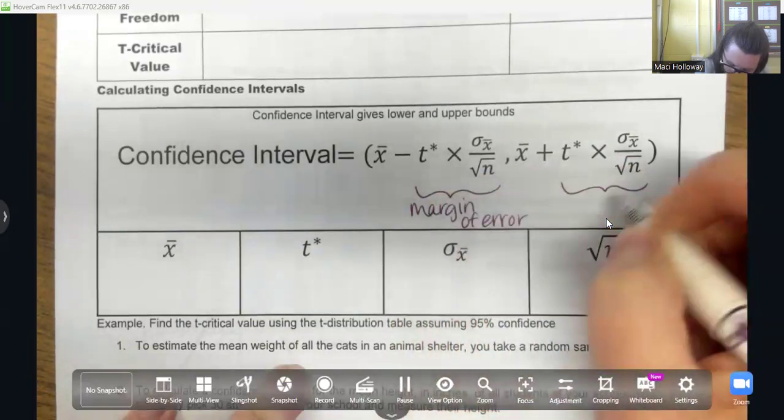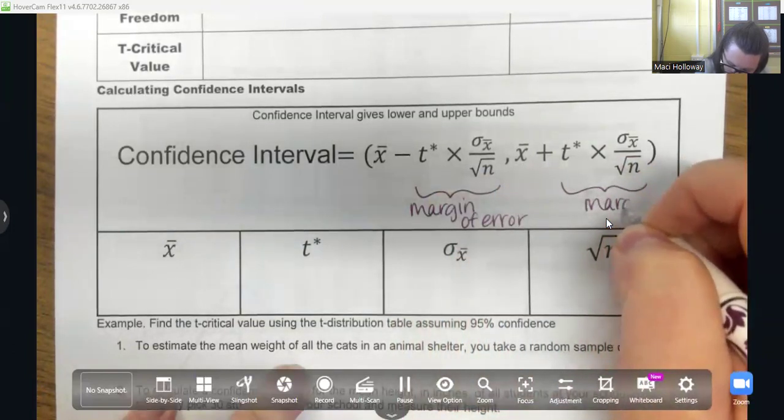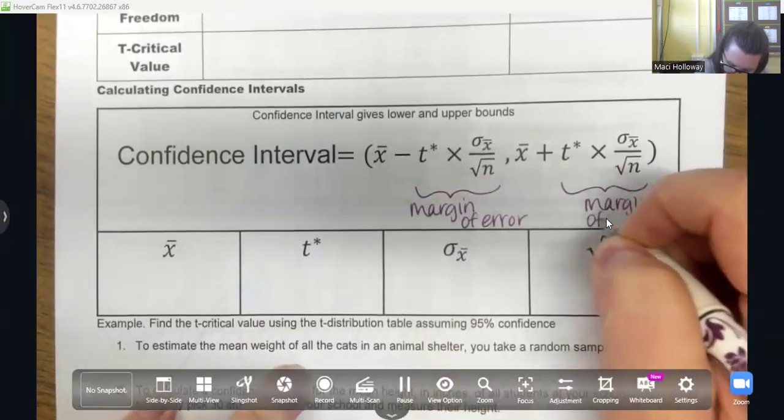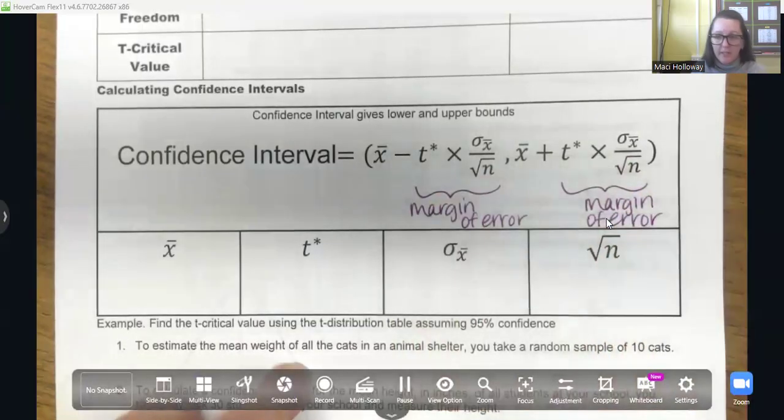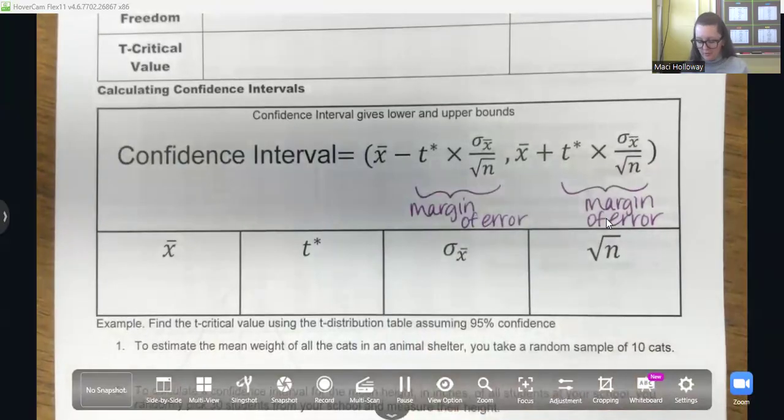So it's that buffer around the sample mean that allows us, it's an over-under, right? So I don't know if you're going to score exactly 30 points, but it could be over or under 2 points. So you could score between 28 and 32 points.